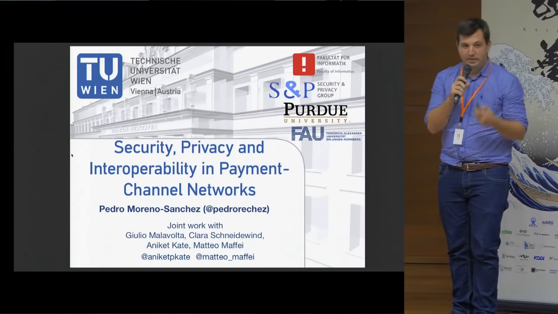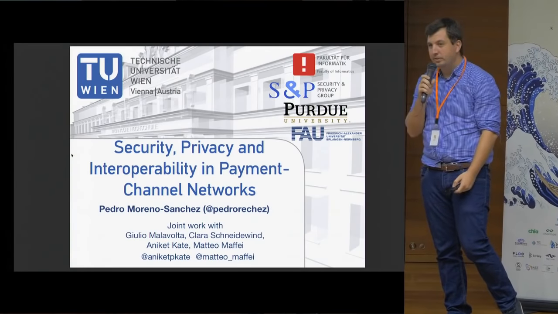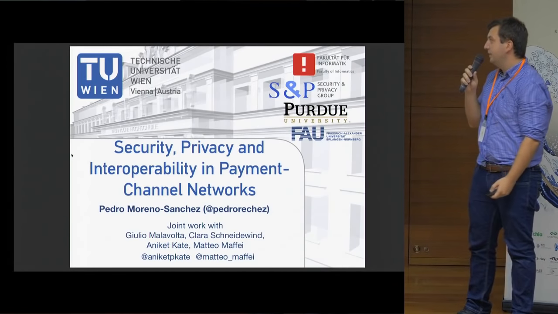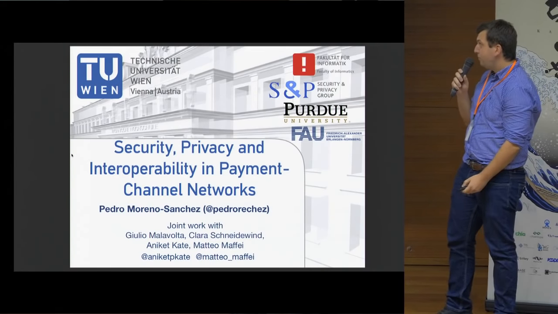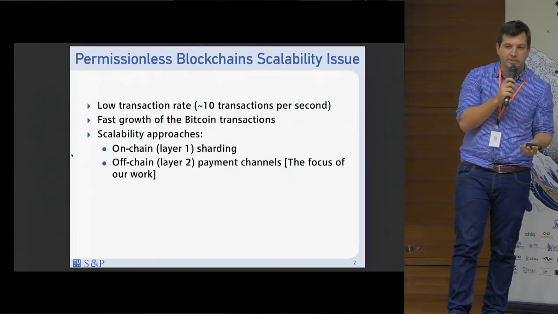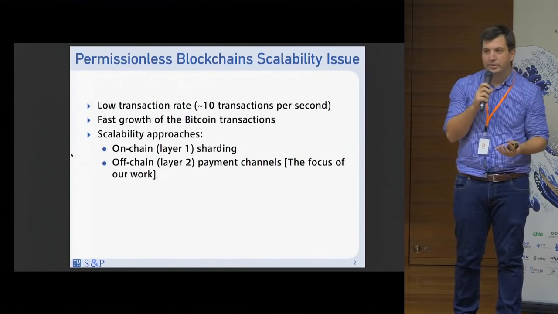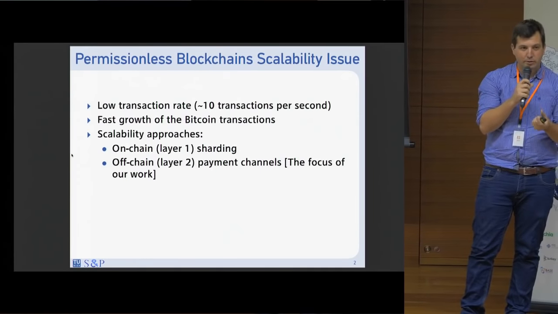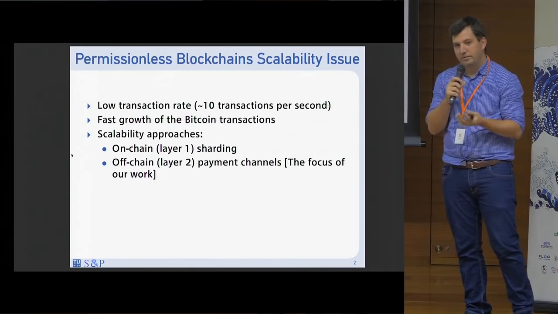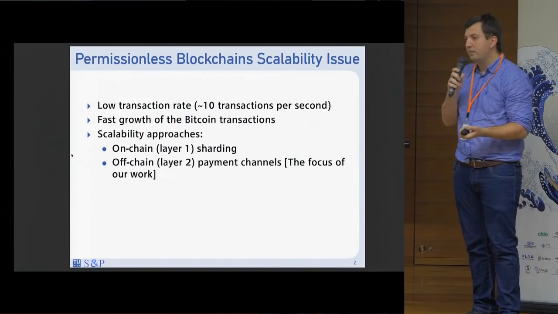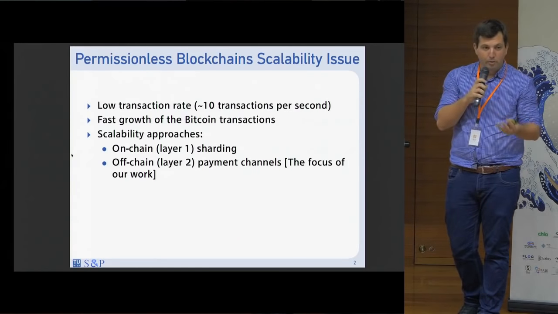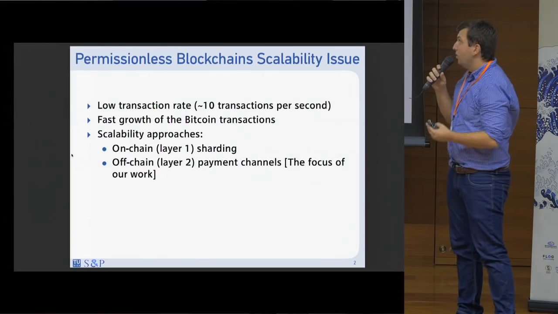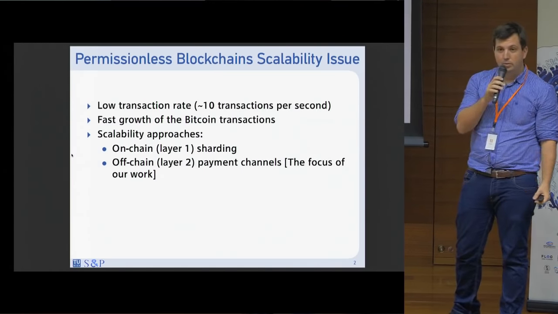Today I'm going to talk about security, privacy, and interoperability in payment channel networks, and this is joint work with my colleagues Giulio Malavolta, Clara Schneidewind, Aniket, and Matteo Maffei, who is in the audience today. We are scaling Bitcoin, so it's probably not a surprise that there is a scalability issue in Bitcoin, and in cryptocurrencies in general. The permissionless nature of cryptocurrencies makes the transaction throughput really small. We have a throughput of tens of transactions, give or take, which is not enough. And as you can imagine, this problem is only prone to become worse when we have more users and, more importantly, more transactions.